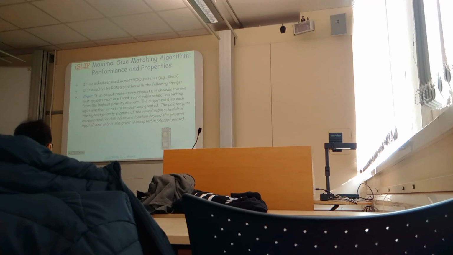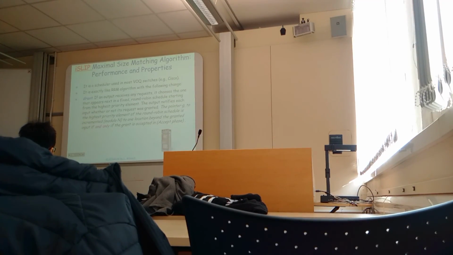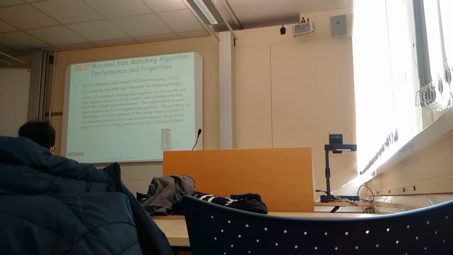So iSLIP does not update the grant pointer until after the accept phase. Round robin does the grant and updates. So it's a question of timing the update of the pointer. Because the key point in all of these algorithms, these round robin based ones, except PIM, by the way. PIM is random, so forget PIM, the one we saw first. The rest of these are round robin based. Now, the difference between them is when do you update the pointer, how do you move the pointer.